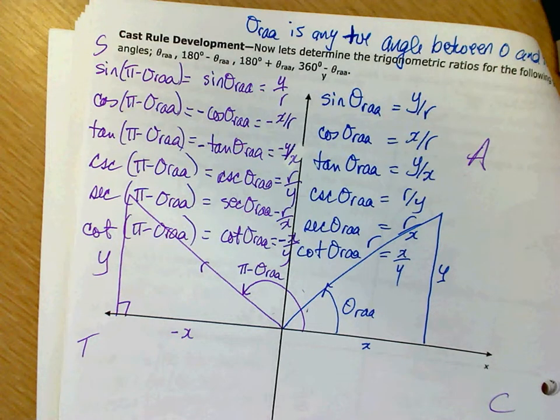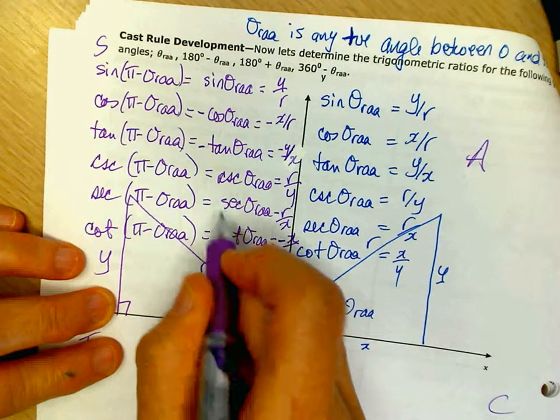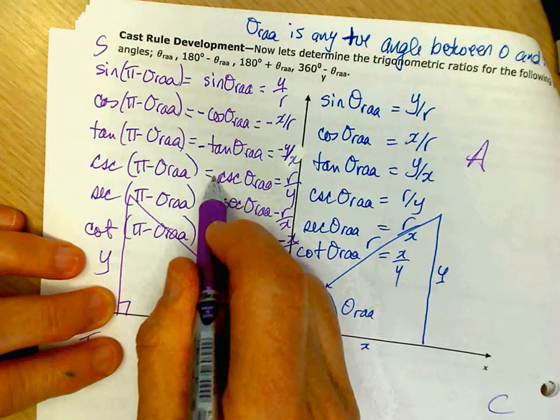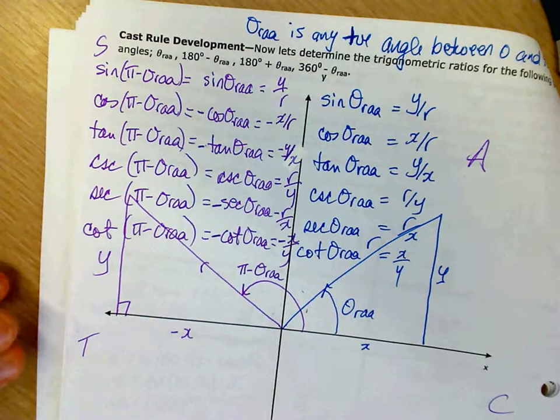So this should be negative, this should be negative, cosecant is positive, and this is negative, negative, and that one's positive. Do you see what's happening, the relationship with everything?